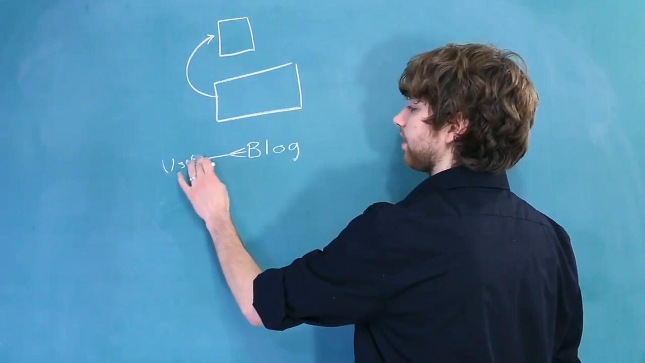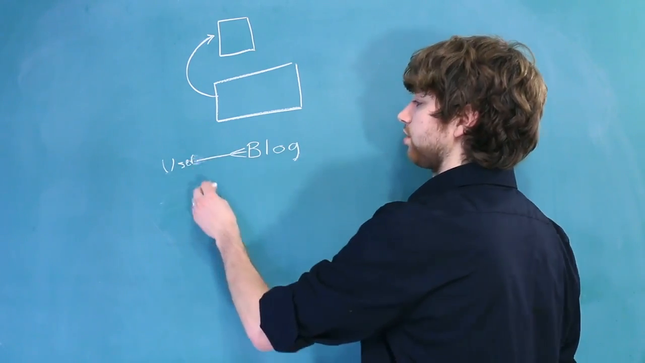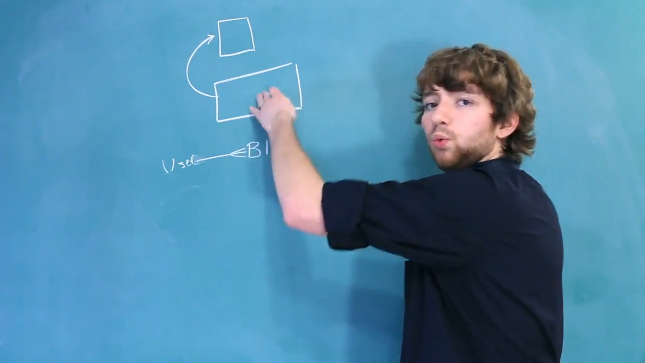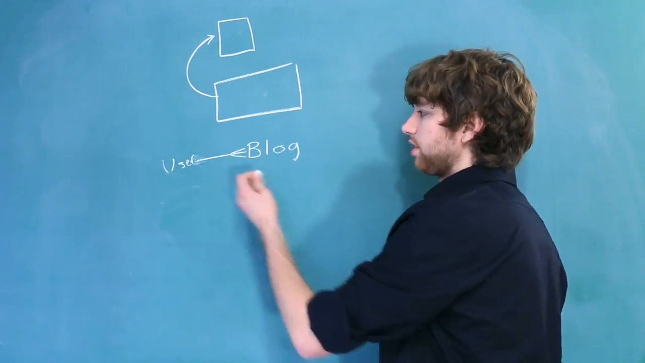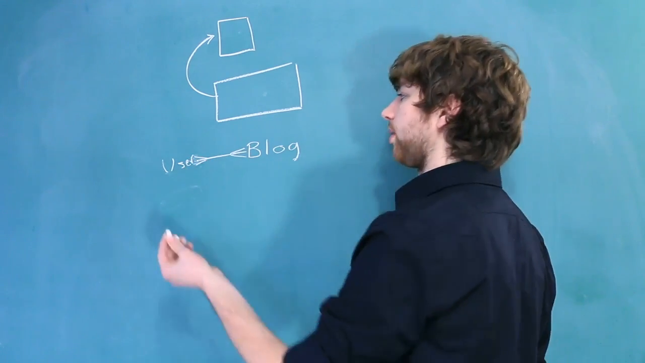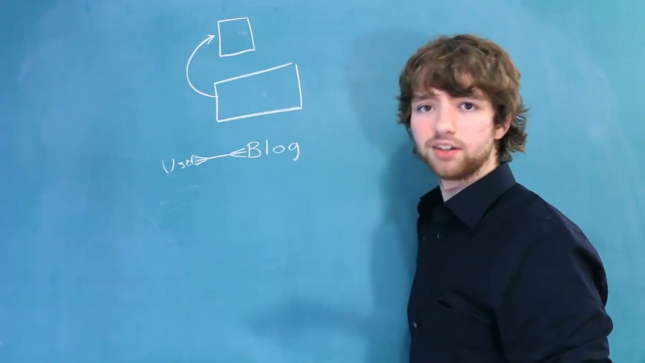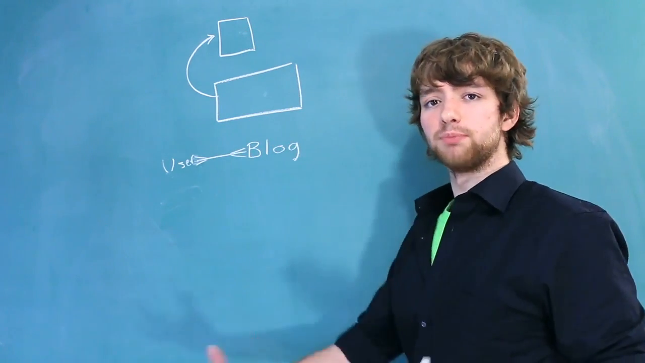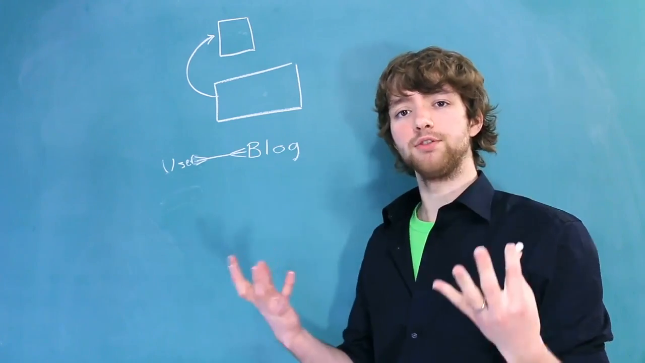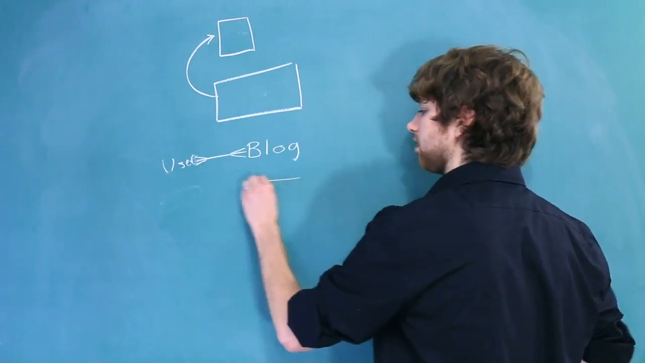The way we did it without the many side for the user is we had the blog table reference the user. Well, if we wanted to do the many side on this side, all we would have to do is have the user table reference the blog table. But then there's a problem, because now we have a table referencing another table, and it gets really messy.